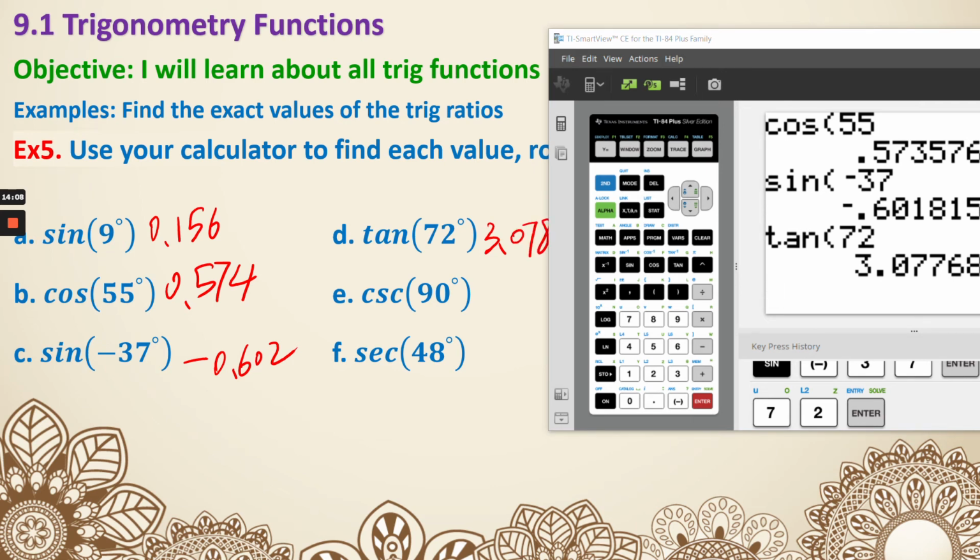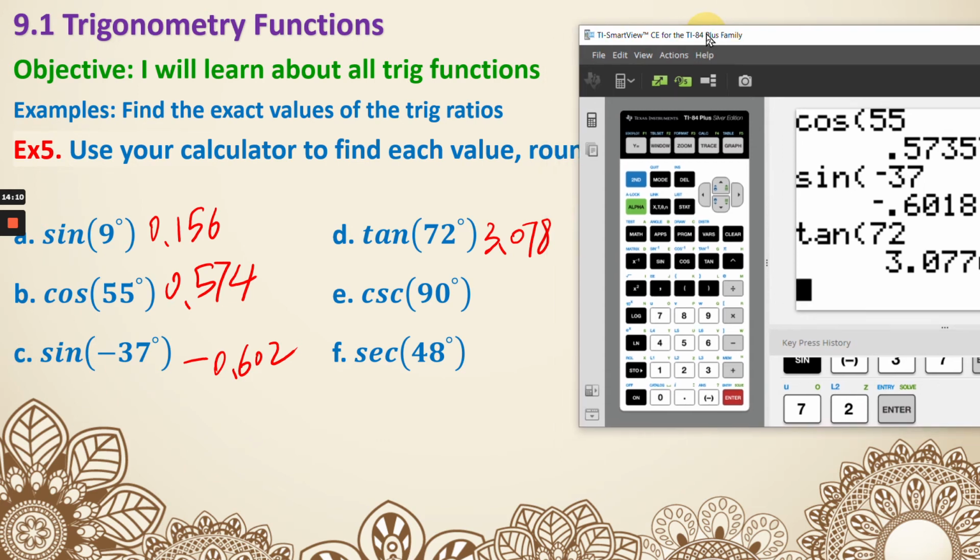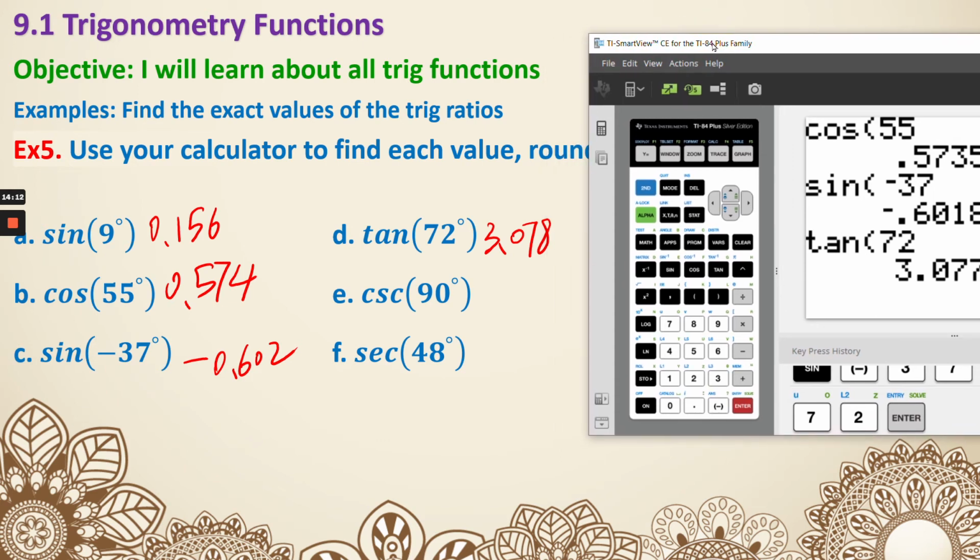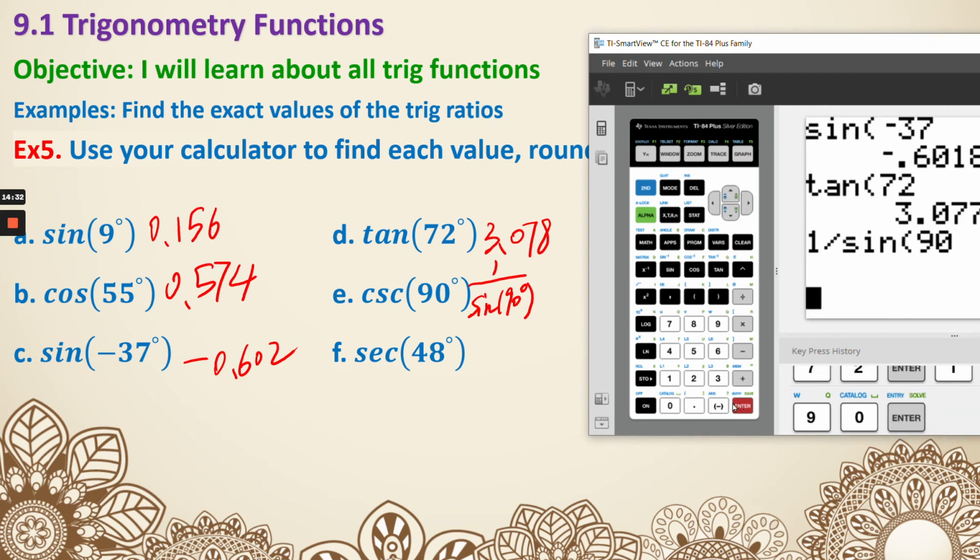Cosecant. This is where things get a bit tricky. We're going to need to make sure we understand. Cosecant, as we talked about on the previous slide, is actually 1 over sine. We don't have a cosecant on our calculator, so in order to find it, we're going to need to do 1 over sine. So now let's type it in. It's going to be 1 divided by sine 90. Press enter. That is going to give us a 1.